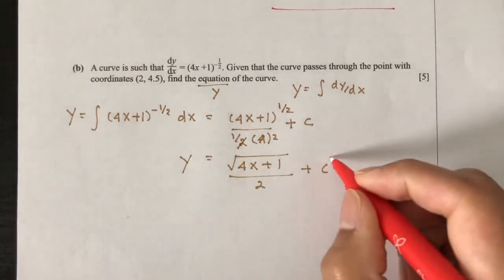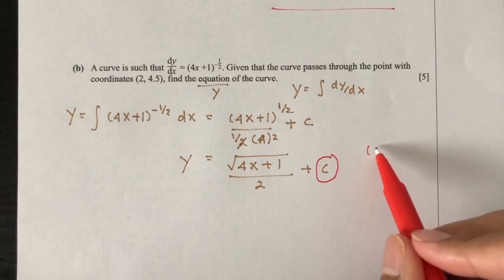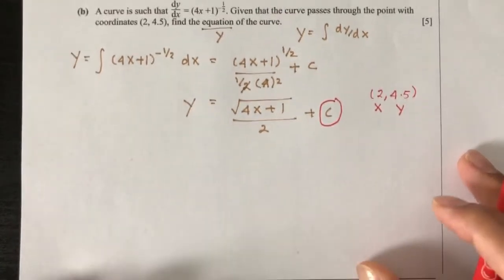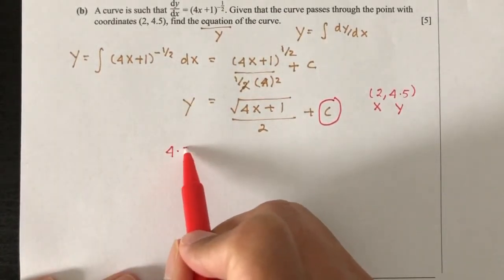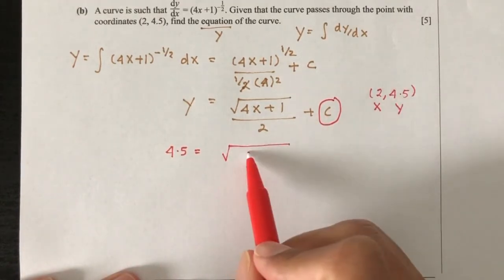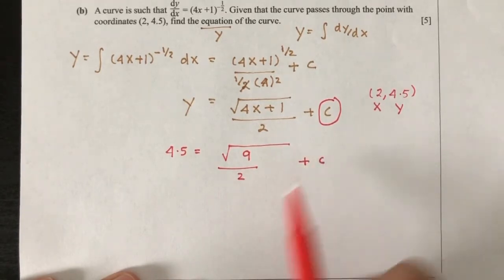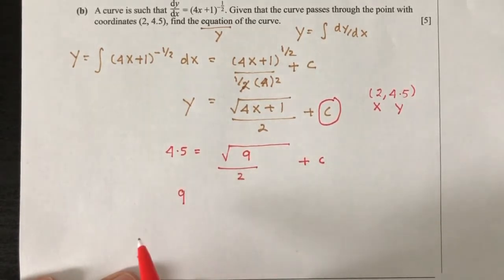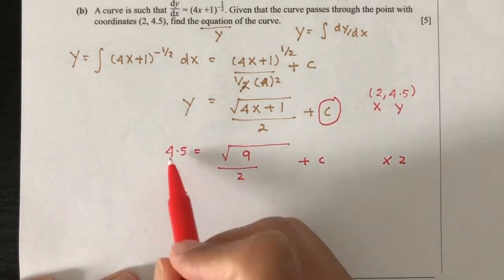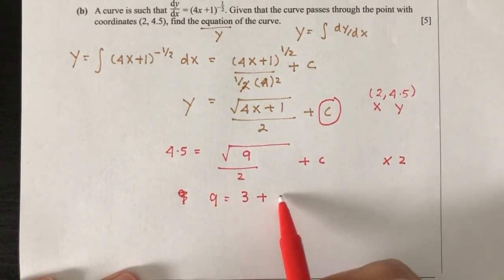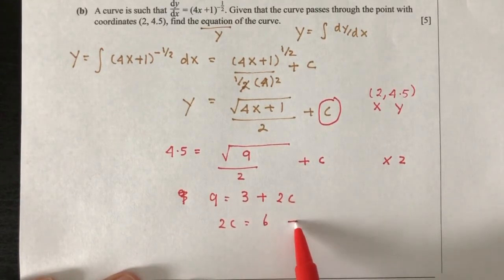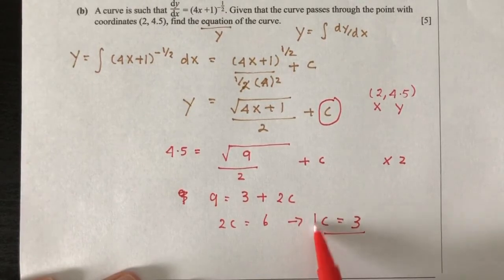But now we have to find the value of c by using this information, which is the point 2 and 4.5. It's x and y. So y will be 4.5, and then x will be 2. That will be 9 over 2 plus c. Sorry, that's not good. Let me try again. If you multiply by 2 everywhere, you will have 9 equal to 3 plus 2c. So 2c will be 9 minus 3. That will be what? 6. From this you will have c is 3. That is your value of c.